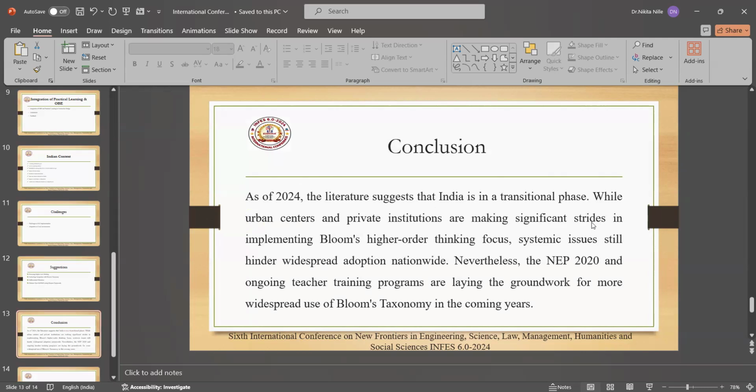Talking about the conclusion, as of 2024, the literature suggests that India is in a transitional phase, and while urban centers and private institutions are making significant strides in implementing Bloom's higher order thinking focus, systemic issues still hinder widespread adoption nationwide. Nevertheless, NEP 2020 and ongoing teacher training programs are laying the groundwork for more widespread use of Bloom taxonomy in the coming years.